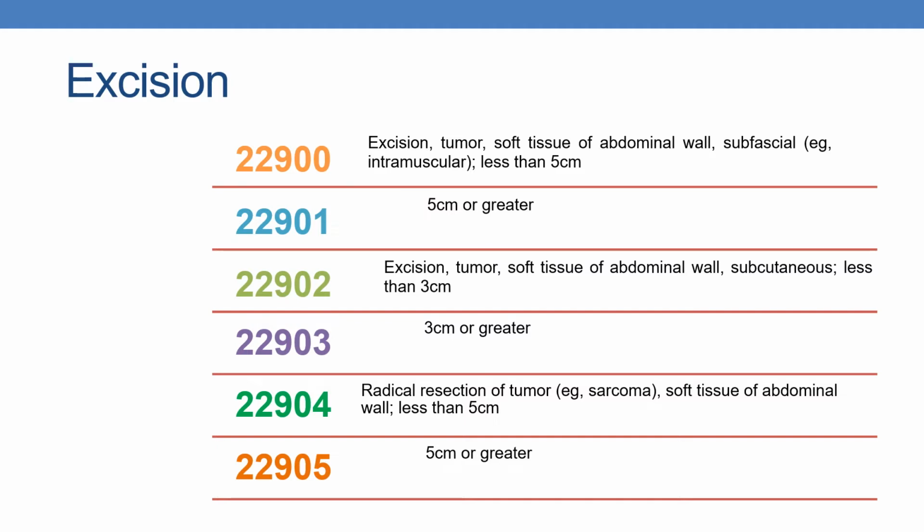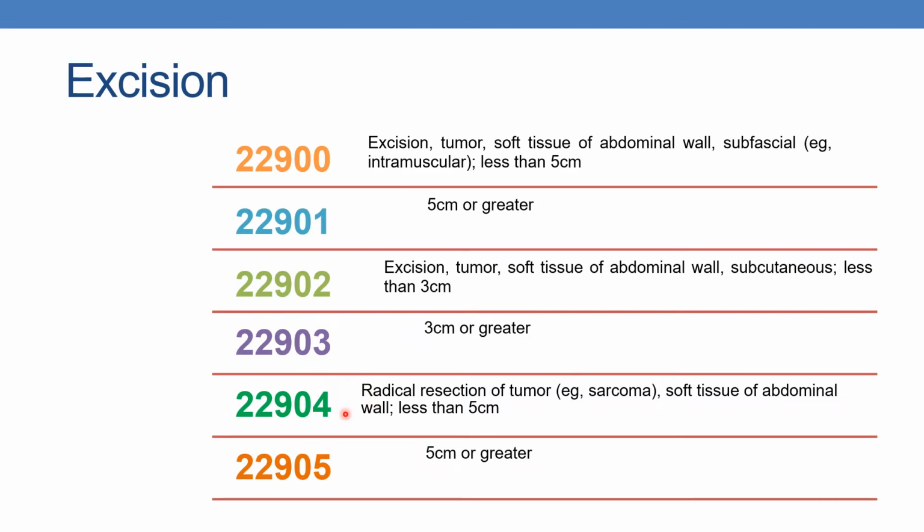The first one is 22900, which is excision, tumor, soft tissue of abdominal wall, subfascial. Example, intramuscular, less than 5 centimeters. And if the tumor size is 5 centimeters or greater, you need to report 22901. The next is 22902. Excision, tumor, soft tissue of abdominal wall, subcutaneous, less than 3 centimeters. And if the tumor size is 3 centimeters or greater, you need to report 22903.